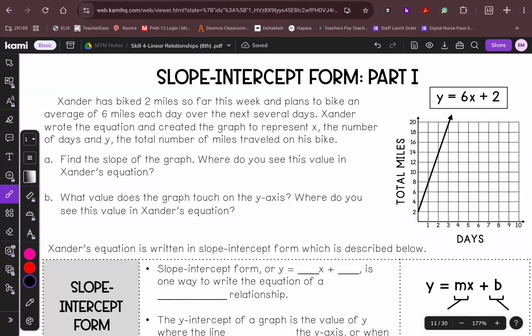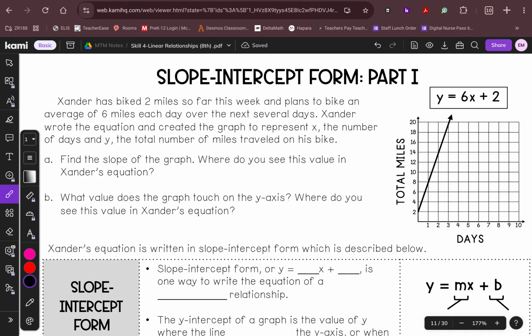Okay, today we're going to do slope-intercept form part 1. That's student handout 3 in your notes packet. So, Xander has biked 2 miles so far this week and plans to bike an average of 6 miles each day over the next several days.